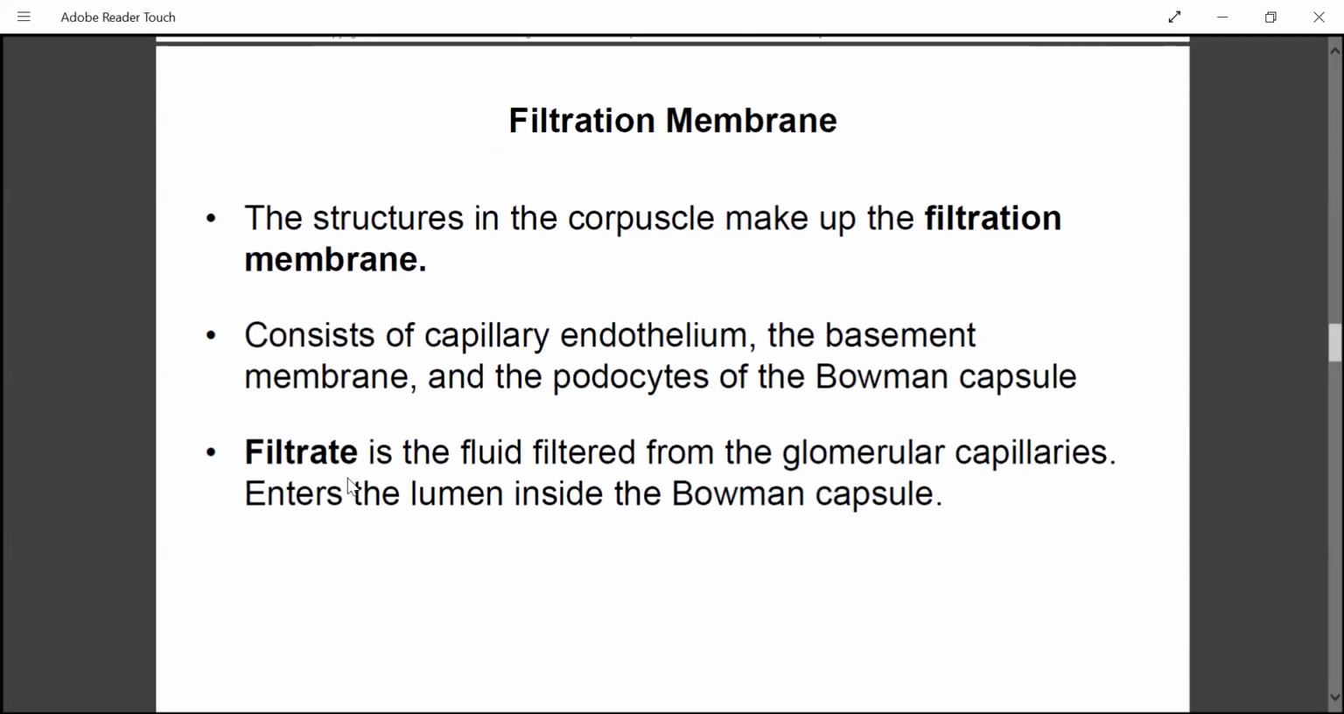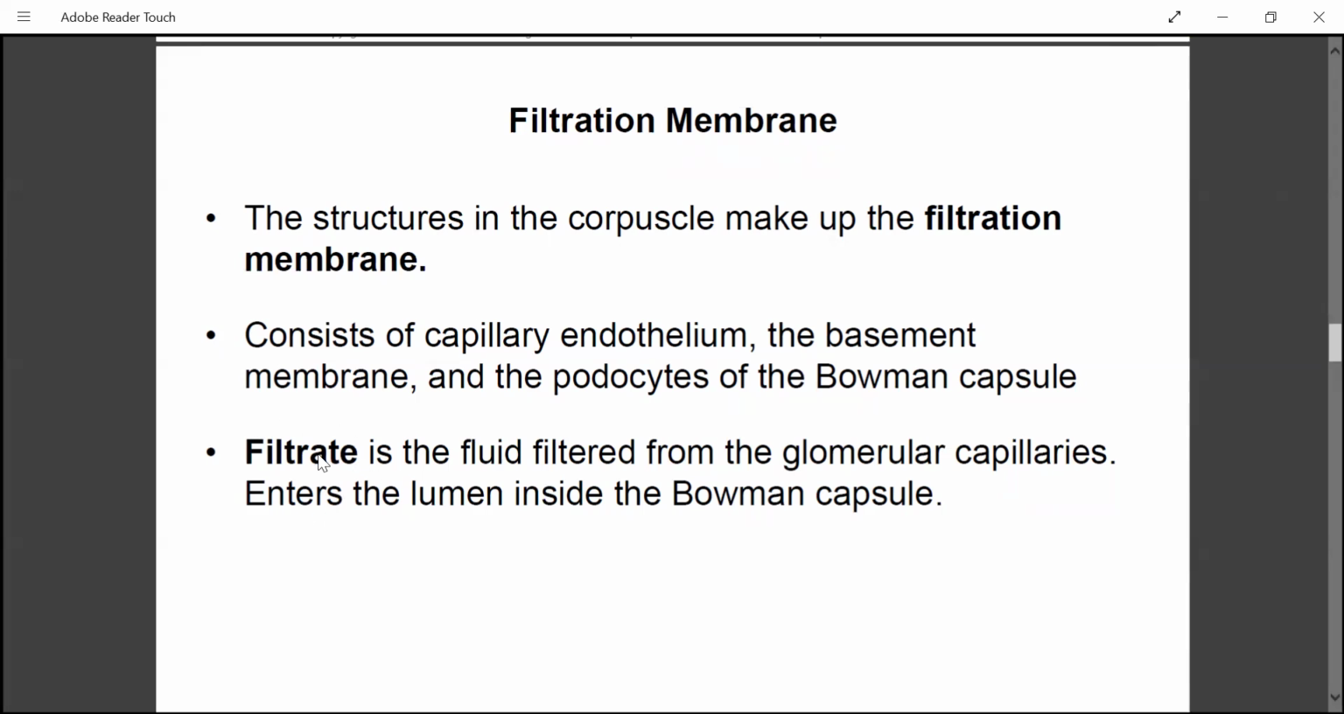So this structure in our renal corpuscle makes up what's known as our filtration membrane. So that is the capillary endothelium, the wall of our capillary of the glomerulus, the basement membrane of our capillary, and then the podocytes of the Bowman's capsule. So that's where our filtration membrane is. So what we term filtrate is the fluid that filters out of our glomerular capillaries, and it's what is going to enter inside of the Bowman's capsule. So our renal corpuscle's job is to make filtrate.